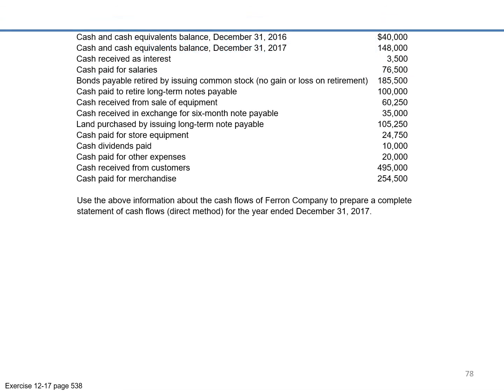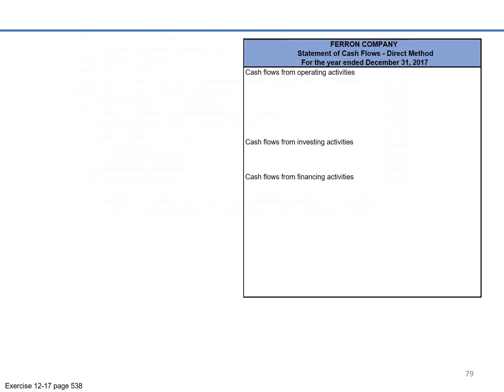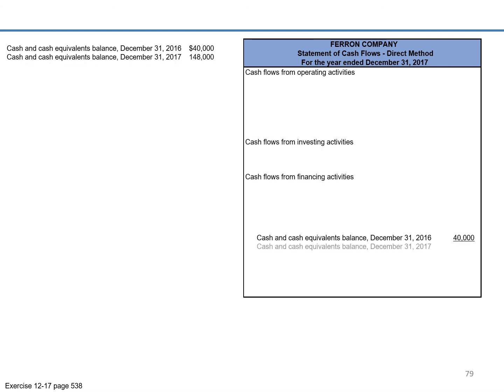Exercise 12-17. So use the above information. They want us to prepare a complete statement of cash flows using the direct method for the year ended December 31st, 2017. All right, so cash flow from operating activities. We know that our cash and cash equivalent balance is $40,000 to start the year, so let's plug that in. We also know that at the end of the year, it's $148,000, so let's plug that in.